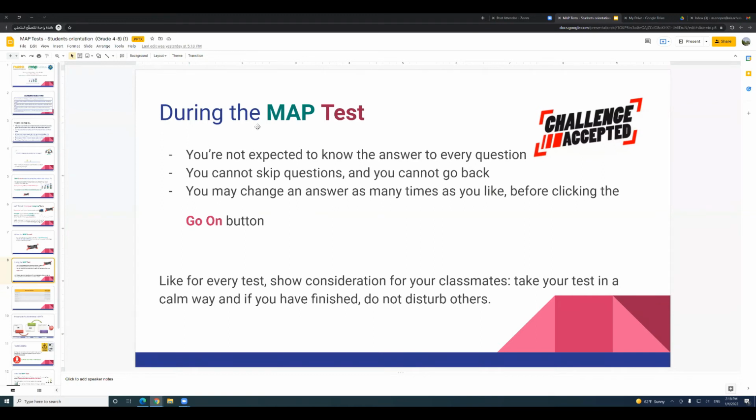And like for every test, please show consideration for your classmates if that's in school. Treat it like it's an exam. If you're in the exam hall, no talking, no shouting out, concentrate, take your test in a calm way. When you've finished, please do not disturb others. Just wait or put your hand up and you can speak to the controller in the lab if we are choosing to do it in school. So be courteous, try and answer the questions properly, because as a student and as a school, we want accuracy.